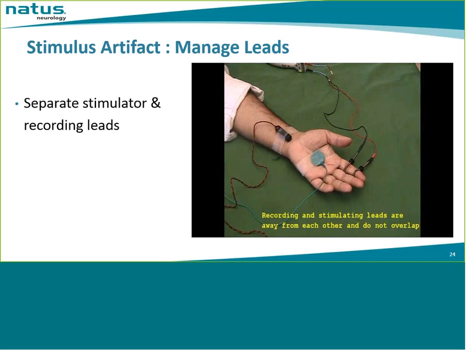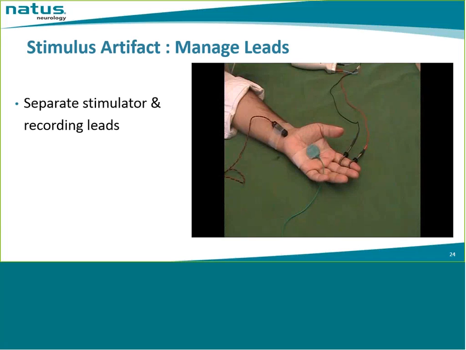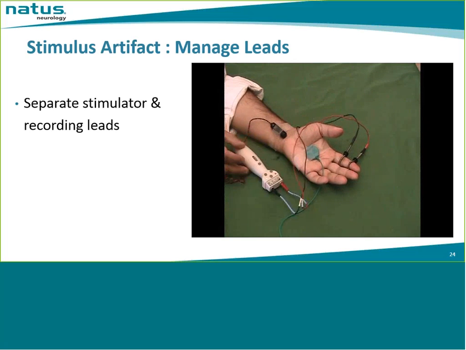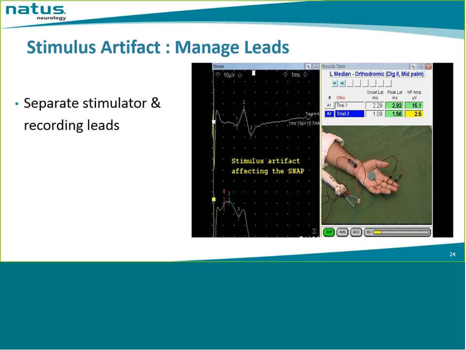Now I'm going to move the stimulator, and we will let the cables lie on top of each other. The recording electrode is now going to pick up the stimulus artifact, and we cannot see the response. Let's change the position of the stimulator again. Separate the cables, keep them away from each other, and we have a good quality response. So if you're getting stimulus artifact, have a quick look at your stimulator and recording leads. If they are lying on top of each other, separate them.